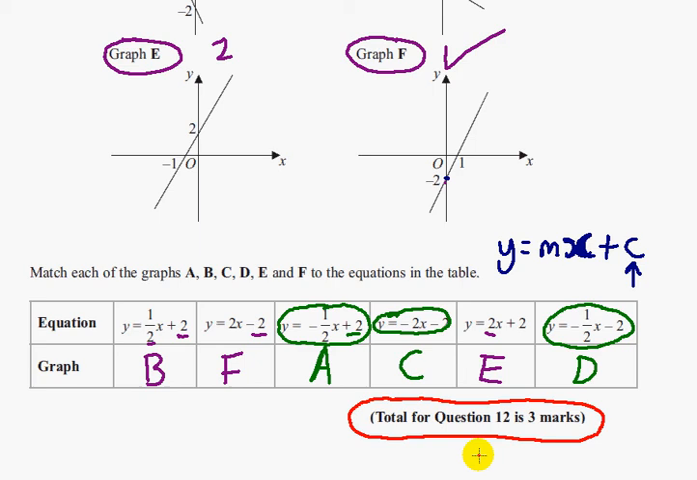Question 12 is worth 3 marks, and let's have a quick look at what the mark scheme says. If you got all 6 of these correct, then you get all 3 marks for question 12. If you got 4 or 5 correct, you get 2 marks, and if you got 2 or 3 correct, you got 1 mark. If you only got 1 correct answer, then I'm afraid you don't get any marks. So question 12 is worth 3 marks, and you have to get all 6 of those in the correct places. And that's it.